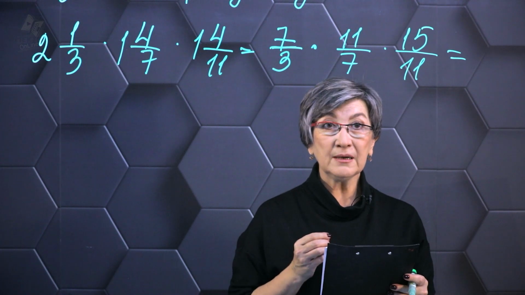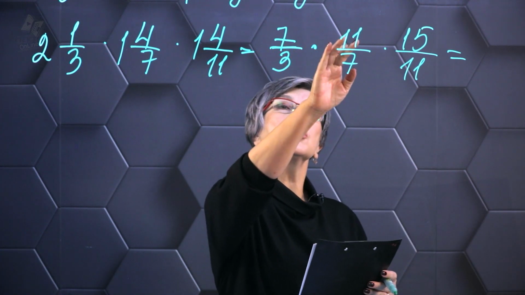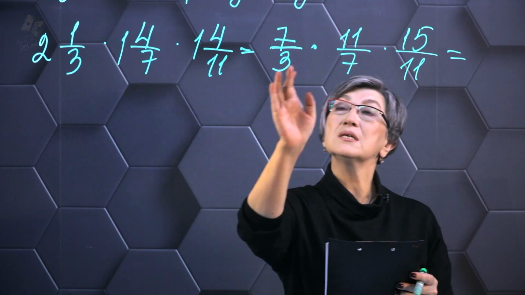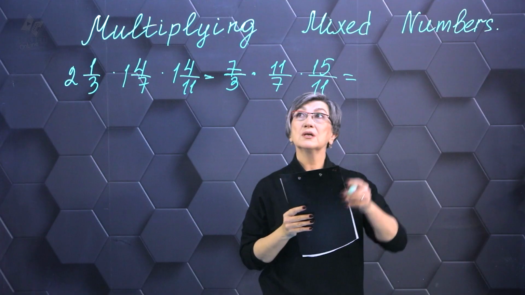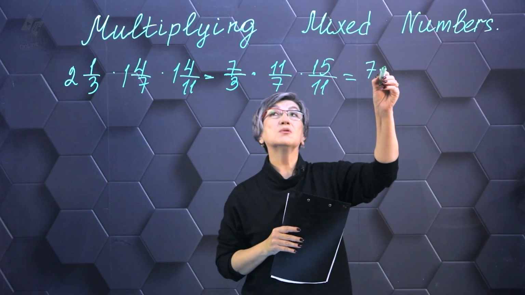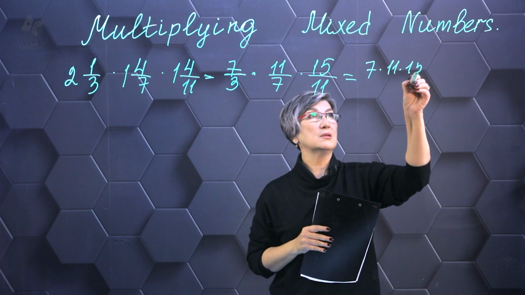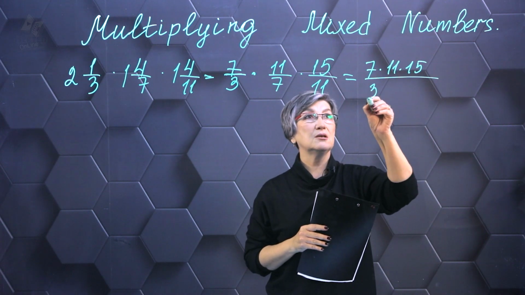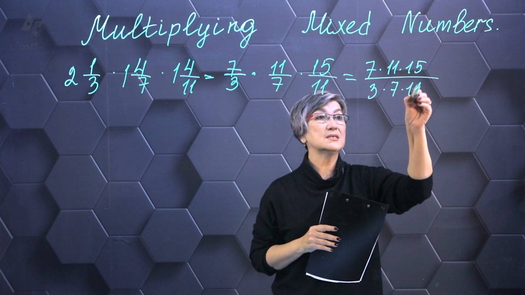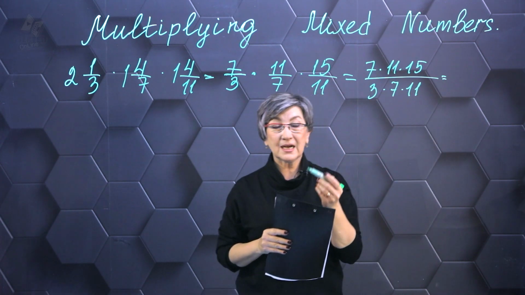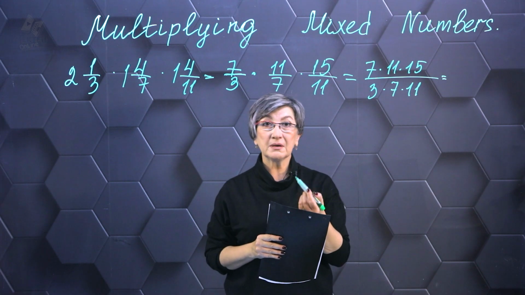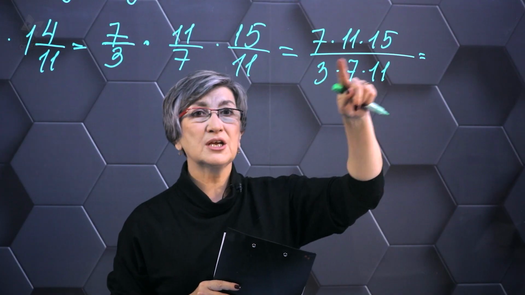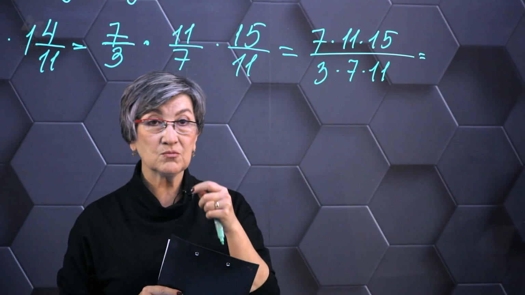According to the rule of multiplication, we have to multiply the numerators and multiply the denominators too. Let me write it down. 7 times 11 times 15, divided by 3 times 7 times 11. And this is exactly the case I was telling you about. Guys, don't multiply these numbers. If at all possible, reduce them immediately.